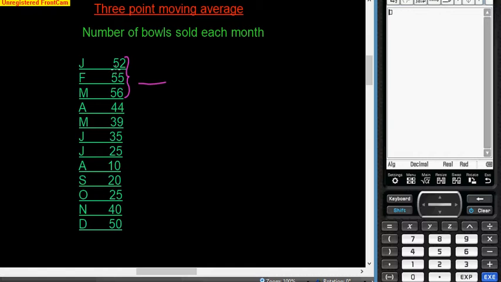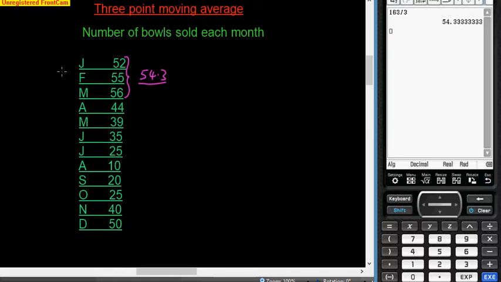Okay, we add those three up, and you get 163 when you add those three numbers together, and then you divide by three to find the average. 163 divided by three, and we get 54.3. So we come back here, it's 54.3. I'll use different colours, so again you can see clearly what I'm doing.